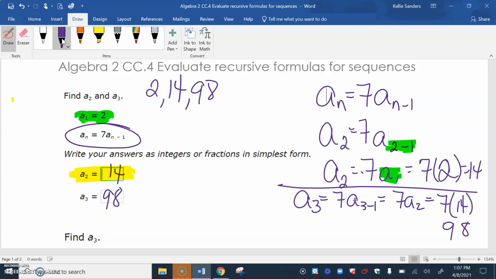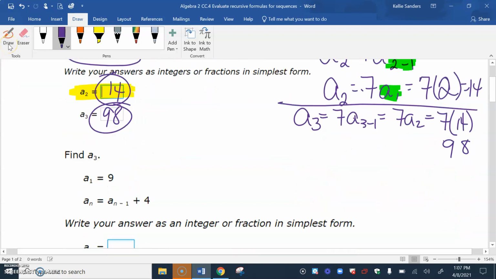Okay? So if I just gave you these 3 numbers right in a row, you're like, well, there's nothing in common with them. But yes, there is, because you're multiplying by 7 every time. So 14 and 98 are the answers.